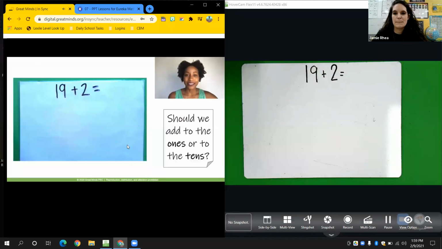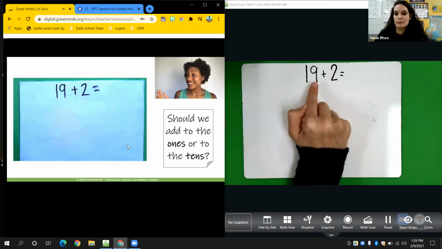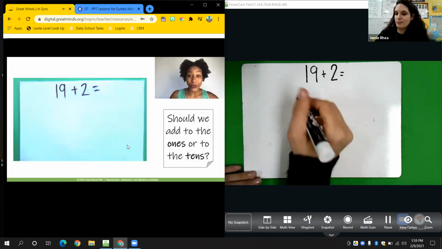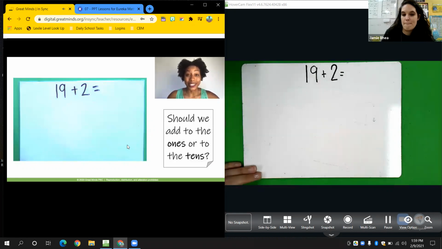So mathematician, where should we add our 2 ones? Should we add it to the ones or to the tens? We want to add it to the ones. We know it's easier to add ones and ones and tens and tens. Let's use our quick ten drawings to add 2 ones to 19. Okay, go ahead and draw 19 in quick tens and add 2 ones all on your own. Then we'll come back together and review.